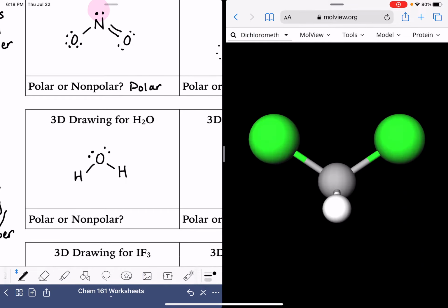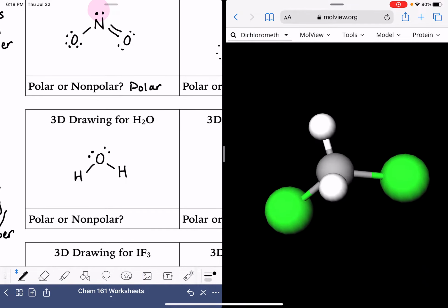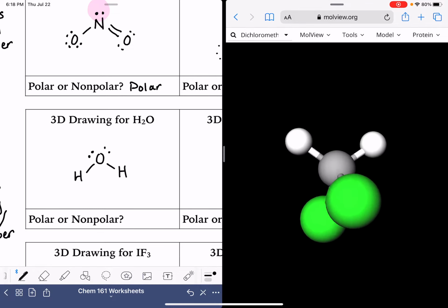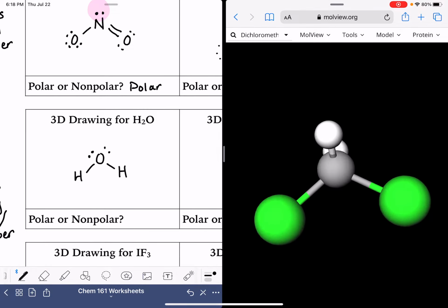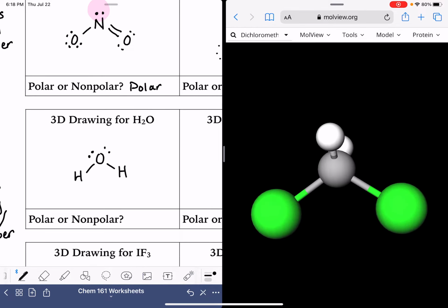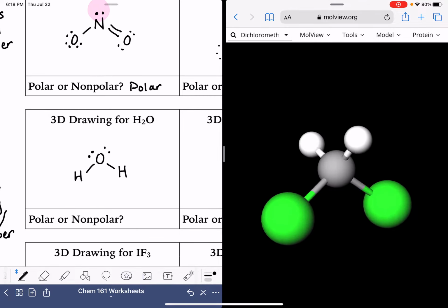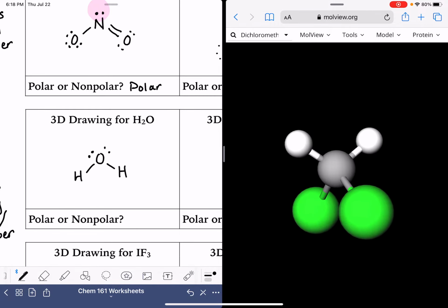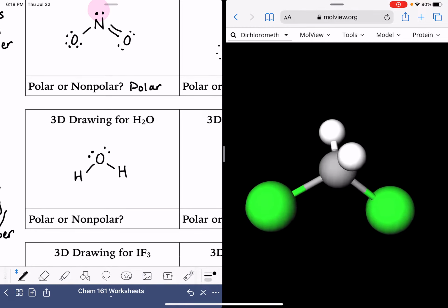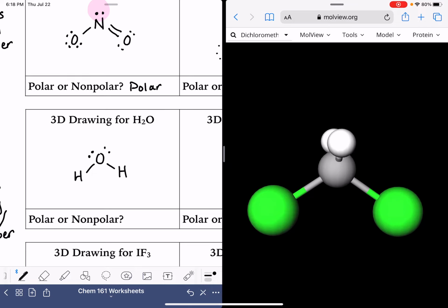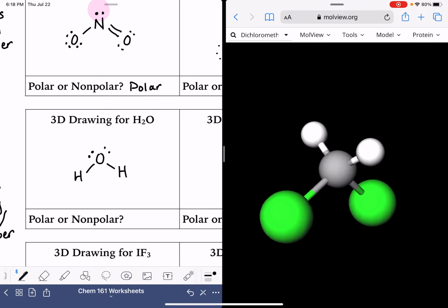Dichloromethane is not the same molecule as water, but we're going to pretend like it is. In this representation, we're going to pretend the gray circle in the center is our oxygen, the green spheres represent our hydrogen atoms, and those 2 white spheres up at the top are going to represent our lone pairs. I'm going to hold it like this so that it matches up with the way that I've drawn it on the left-hand side.